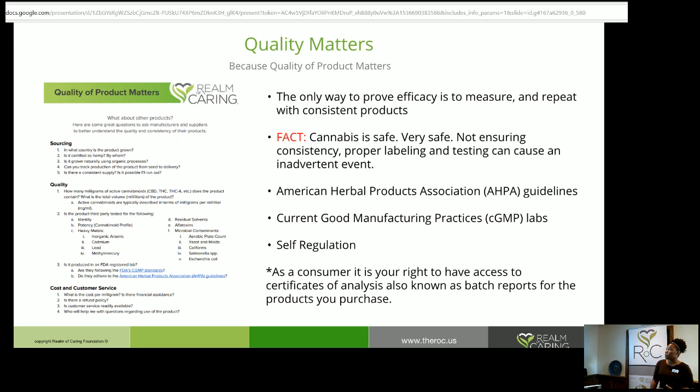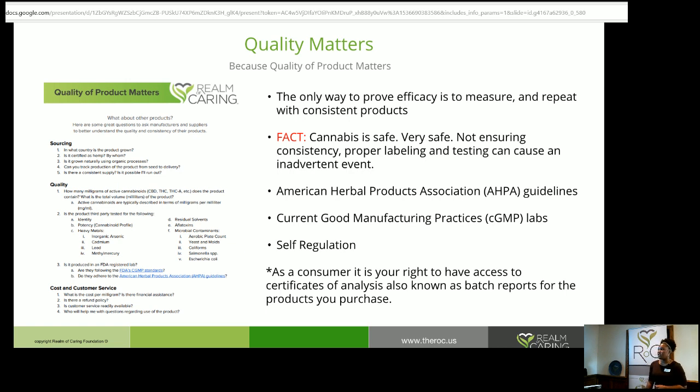The only way to prove efficacy is to measure and repeat with consistent products, and the products that we support are consistent. You can request batch reports from the products that we support. It is a right as a consumer to ask for that. If you are inquiring about a company and they cannot provide you a certificate of analysis, also known as a batch report, you may not want to consider them as a quality product line. Transparency is key. The fact is, cannabis is safe. It's actually very safe. So not ensuring consistency, proper labeling, and testing can cause inadvertent effects.